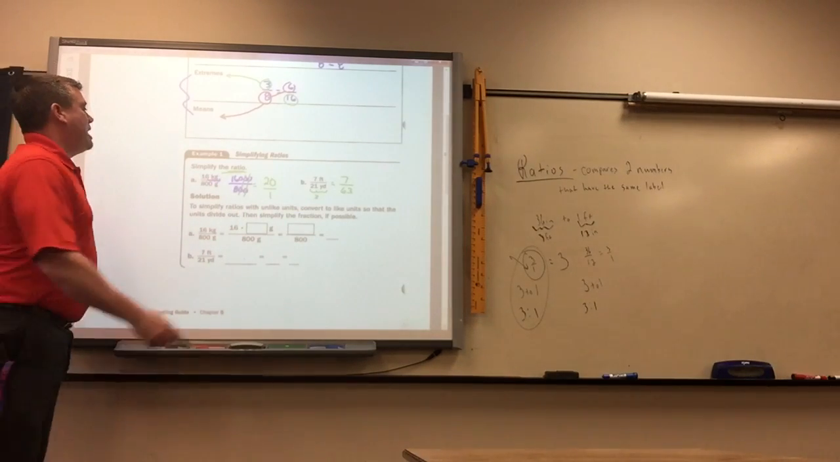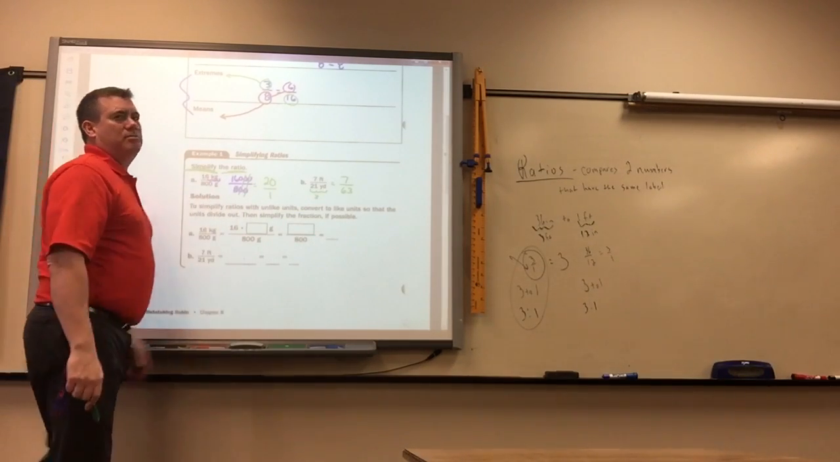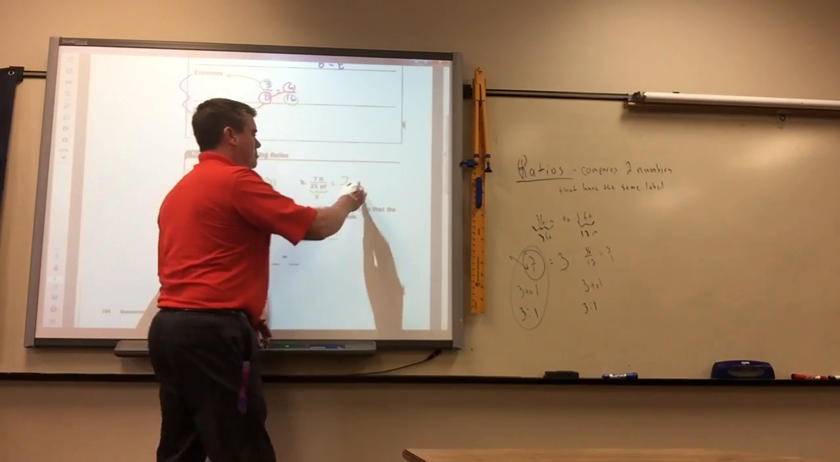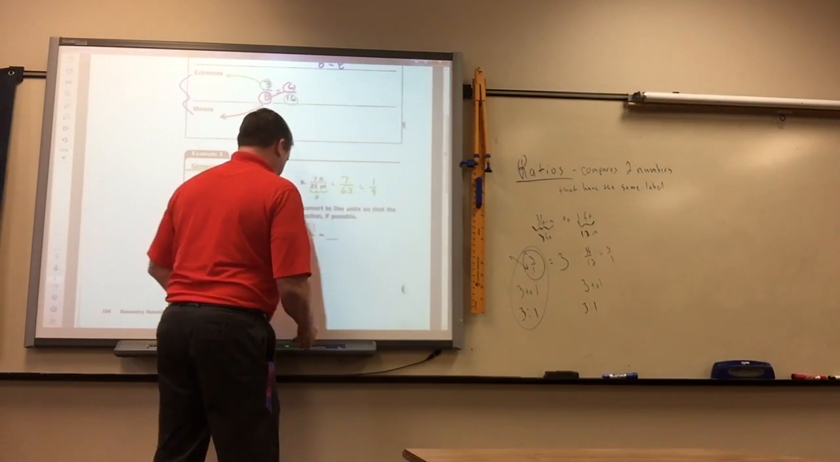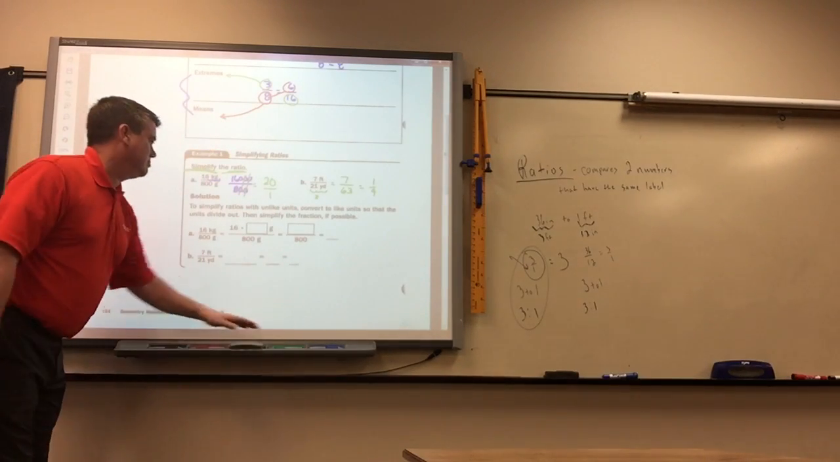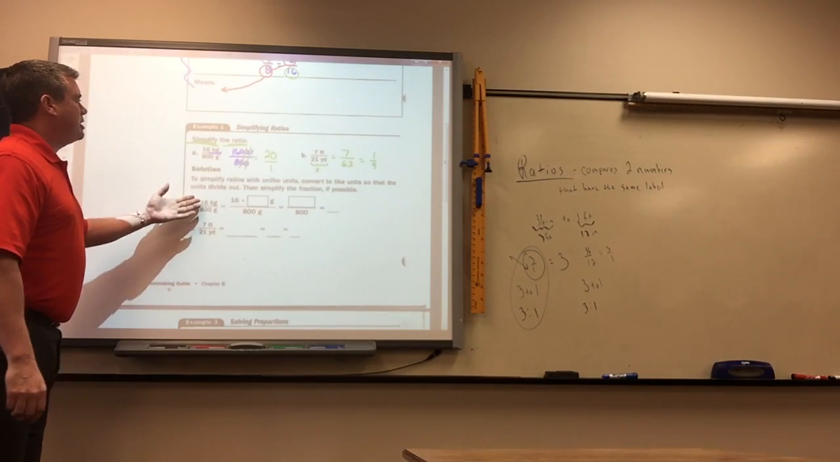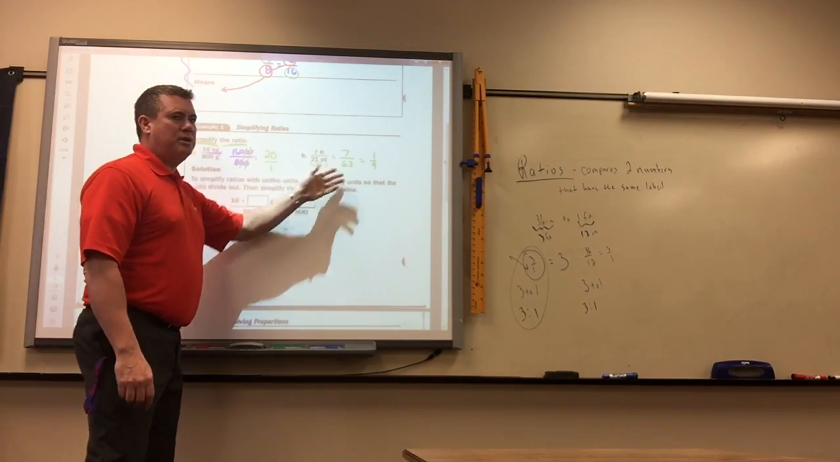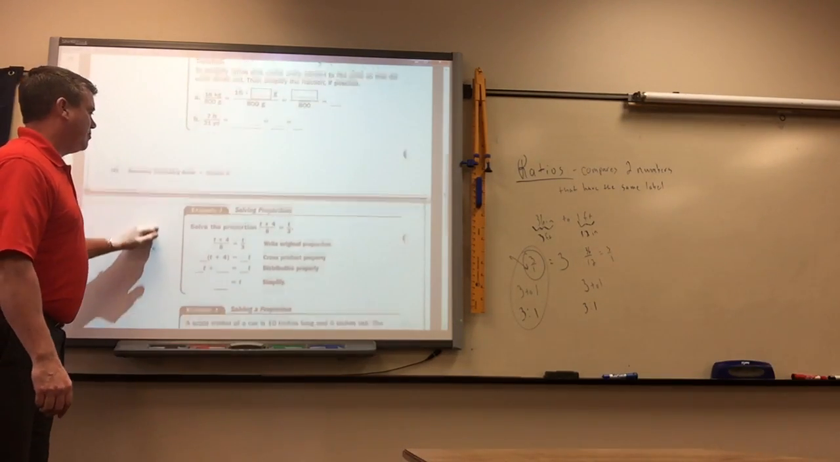So then you have to simplify it. What number can you divide both of these by? 7. So you get 1 to 9. That's kind of the trickiest part of today's stuff: when they're different units, you have to make them the same unit and then simplify it.